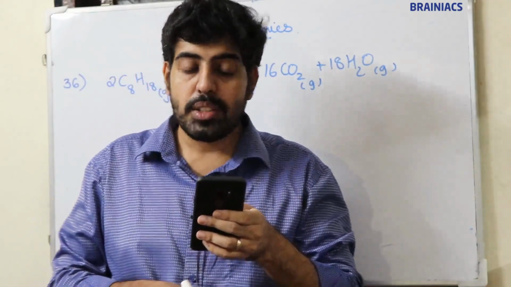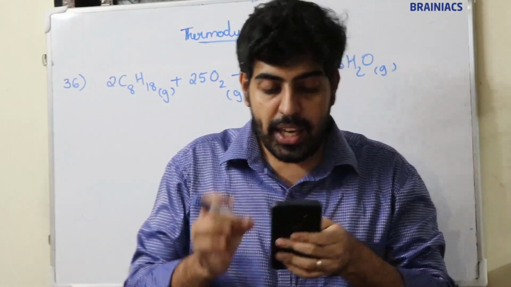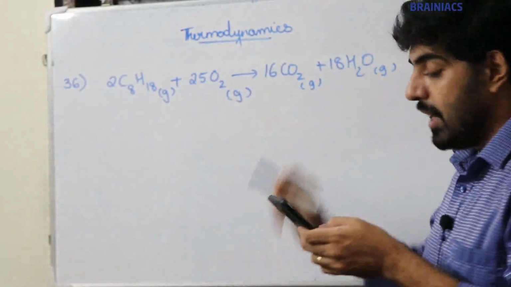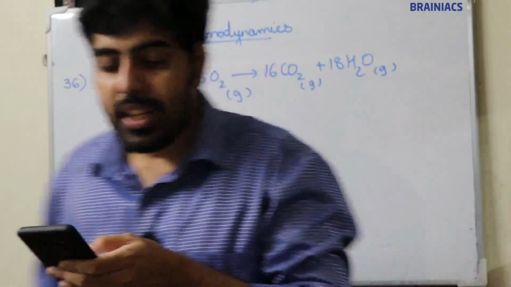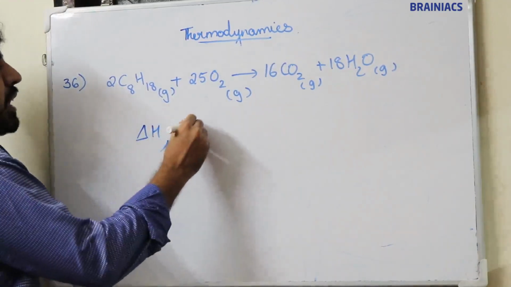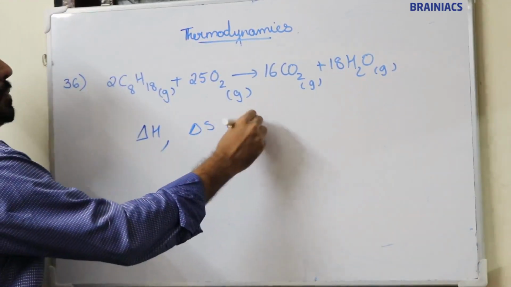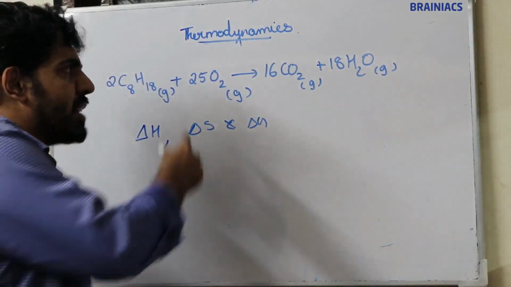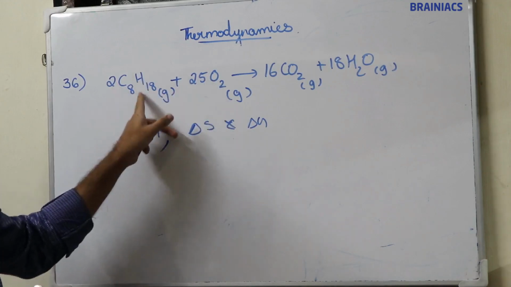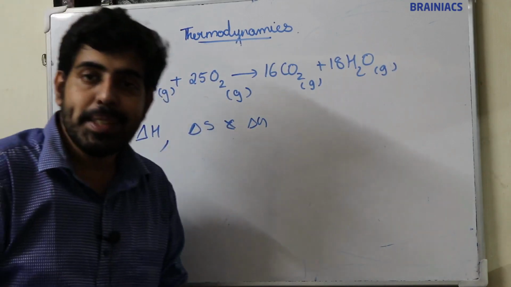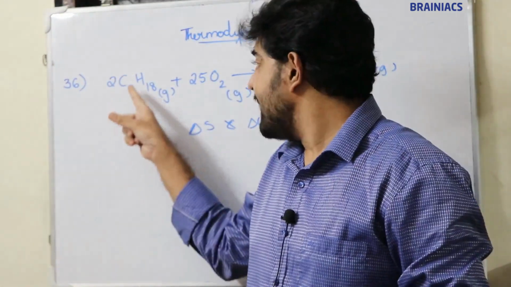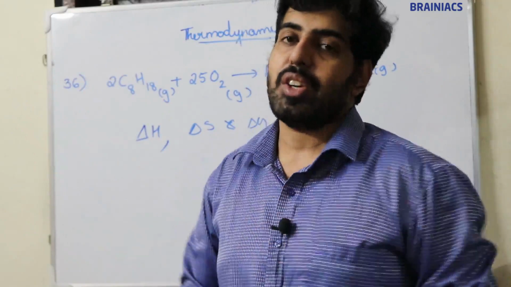The following reaction occurs in automobiles: 2C8H18 plus 25O2 giving 16 CO2 plus 18 H2O. The sign of delta H, delta S and delta G would be? So you have to find the sign of delta H, delta S and delta G. Now, what type of reaction is this? This is a combustion reaction. We are burning C8H18. So this is a combustion reaction.